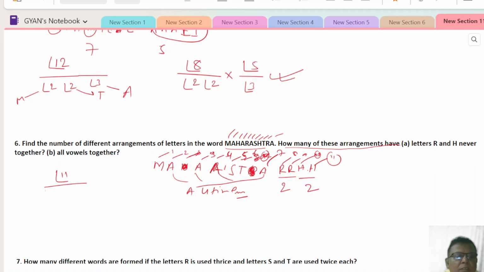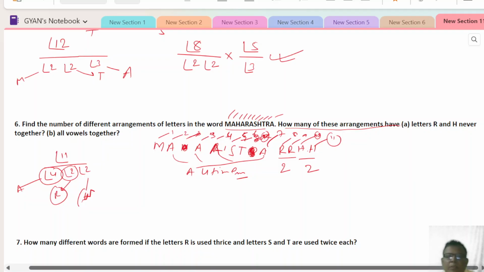So total without restriction, how many ways can it be done? 11 factorial divided by factorial 4 for A, factorial 2 for R, and factorial 2 for H. So this is how many ways it can be done.